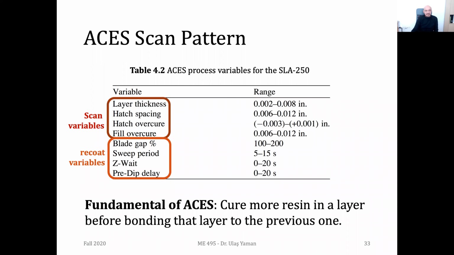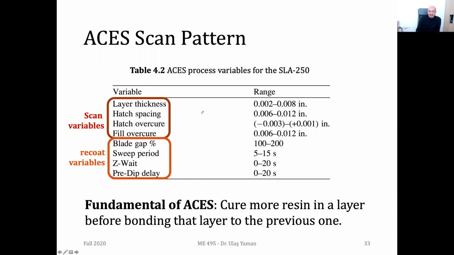So we have some parameters for all of these scanning patterns, and I want to focus on just one of them. Here you see the process variables for the ACS scan pattern, specifically for the SLA 250 printer. I forgot the company, but this is their model. What do they have? They have the layer thickness, and as you see, it ranges from 0.002 up to 8 inches. And then they have some values for hatch spacing.